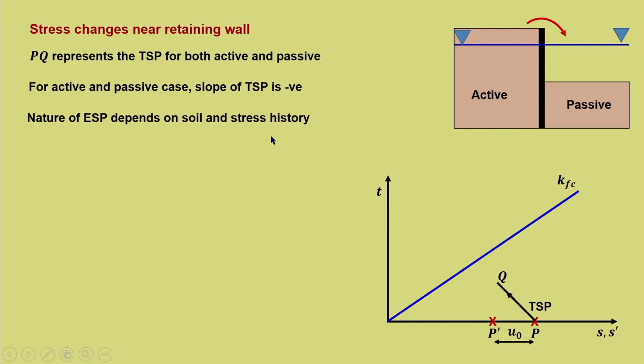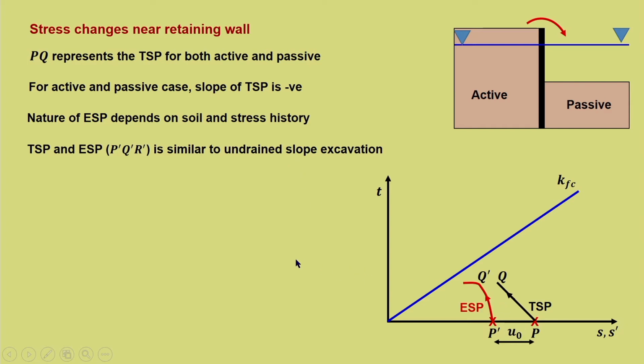This again I am repeating. TSP and ESP, that is ESP is represented by P dash, Q dash, R dash, is similar to undrained slope excavation, which I already told. Now, this is the typical response of the effective stress path, where this is P dash, Q dash, R dash. Now, P dash to Q dash represents the construction stage, where Q dash is at the end of construction, where there will be an initial pore water pressure of Ui, and with time the excess part dissipates and then achieves a final equilibrium value.